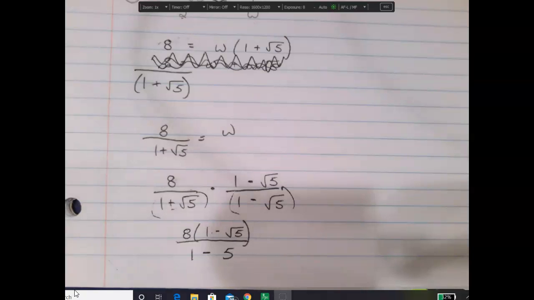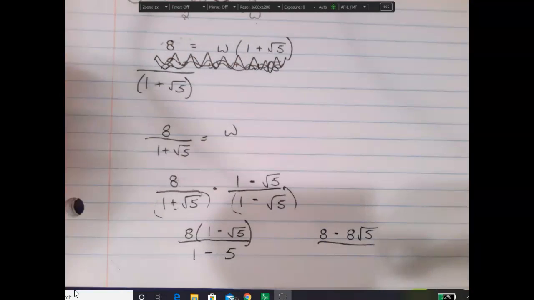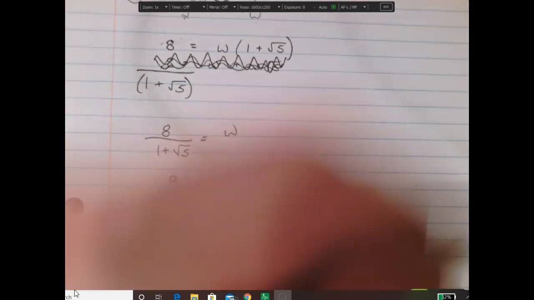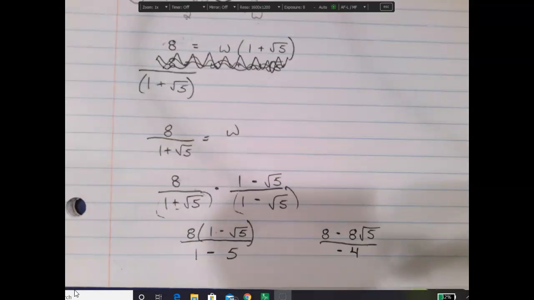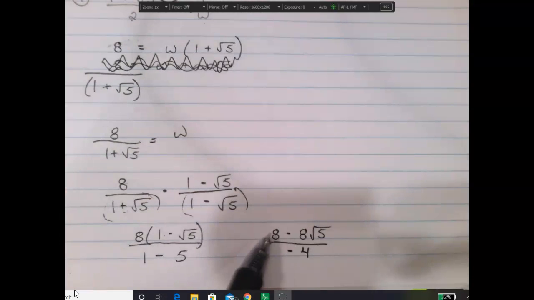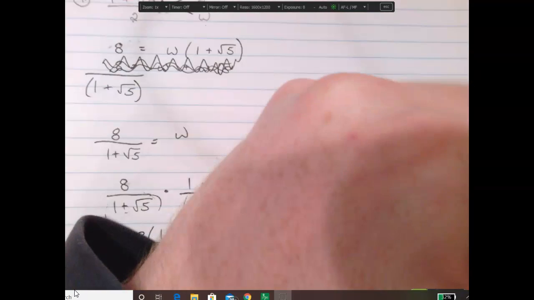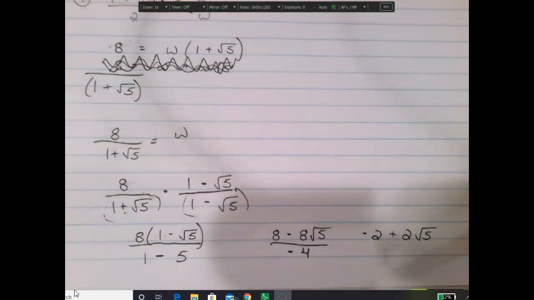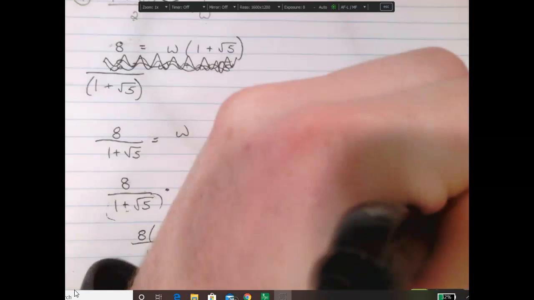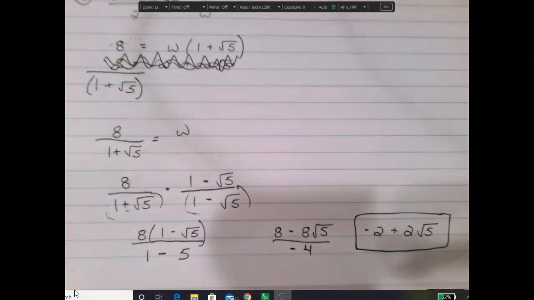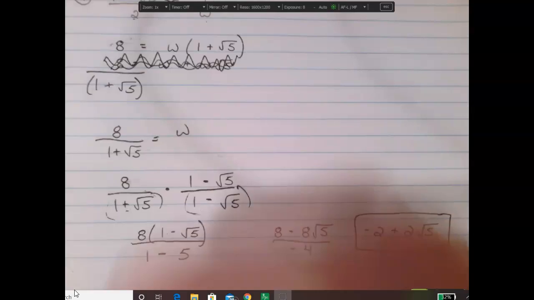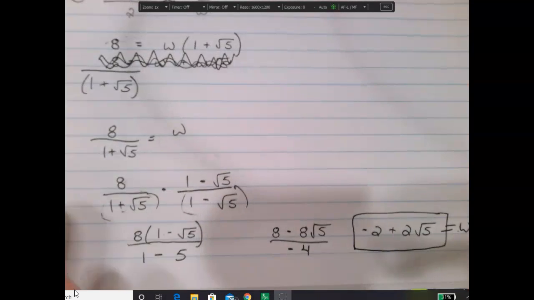Now let's go through and let's simplify this one. So I'm going to have 8 times 1, 8, minus 8 radical 5 over 1 minus 5. Well, what do you get when you do 1 minus 5? You get negative 4. So now let's go through and let's simplify this. 8 divided by negative 4. That gives you negative 2. Negative 8 divided by negative 4. That's going to give you positive 2 radical 5. So, what is W equal to? W is equal to negative 2 plus 2 radical 5. And we should probably put W is equal to that.